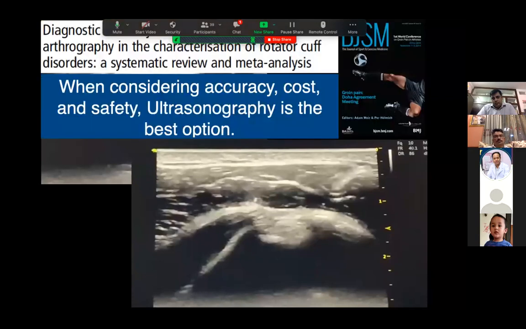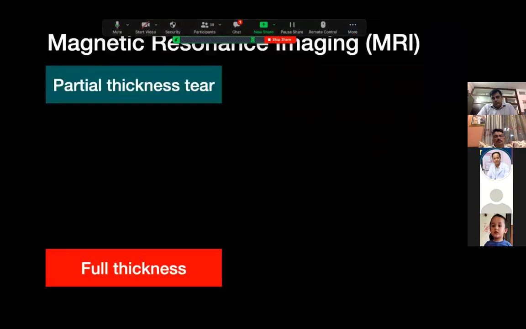Though the Western literature mentions that ultrasonography is as good as MRI, and it is more accurate, cost effective, and safer than the MRI. So when you do MRI, what do you look for, Nabin sir?